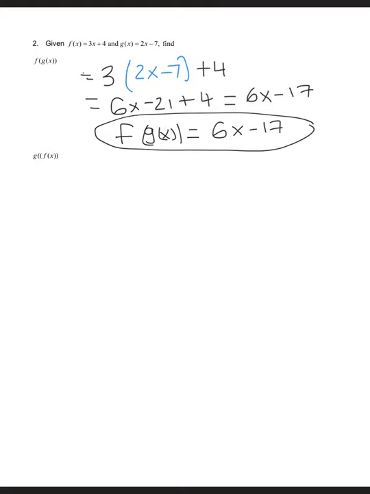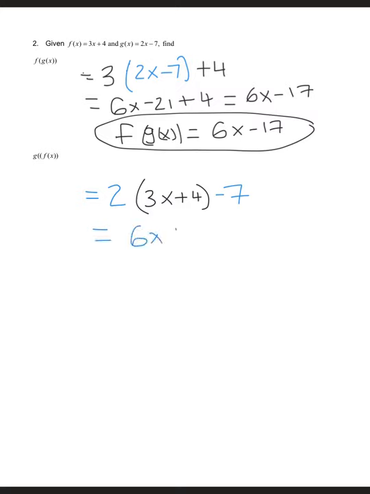Okay, now we go to the next one, and we are told to find g of f of x. So to find g of f, I start with the g function. So this is going to be 2 times, instead of the g's variable, I'm going to write 3x plus 4, and then I'm using the g function, so I still have minus 7.